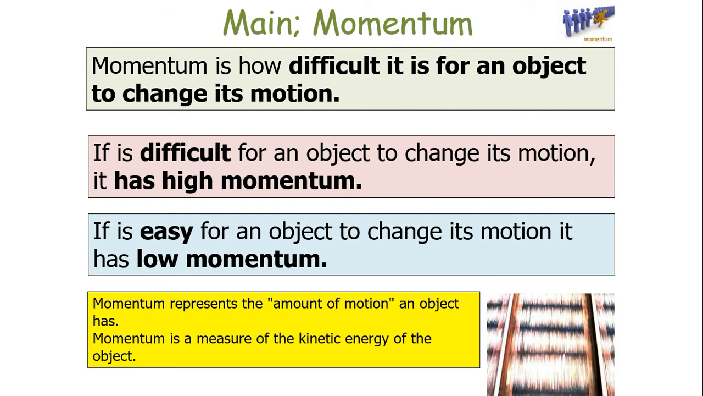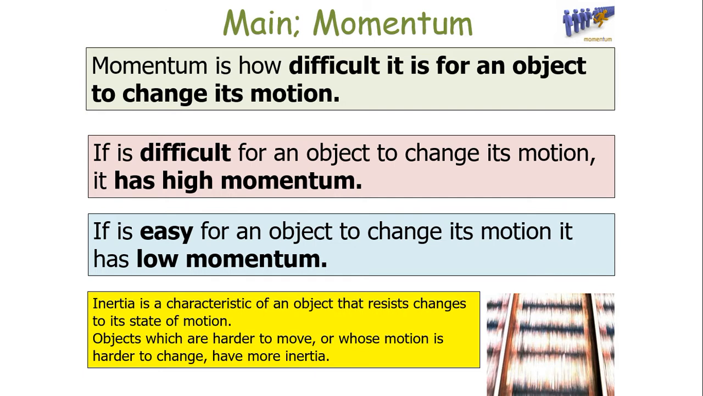Now, momentum represents the amount of motion an object has, and it can also be considered a measure of the kinetic energy of an object, whilst inertia is a characteristic of an object that resists change to its state of motion. Objects which are harder to move or whose motion is harder to change have more inertia.